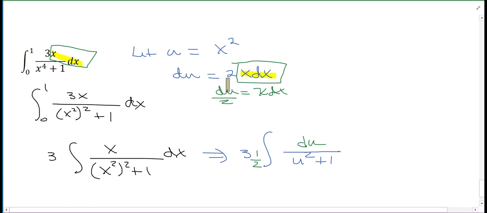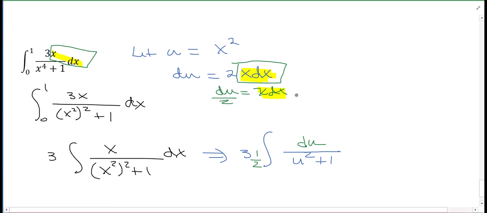The constants don't have to match up, right? Because constants, we can just manipulate them. The 3 gets pulled out. When I solve for the stuff that's highlighted, then that x dx is what I'm going to substitute in the original problem. That becomes du over 2.